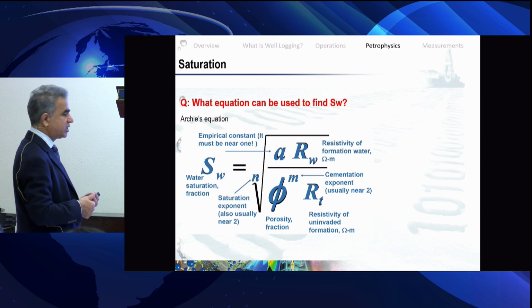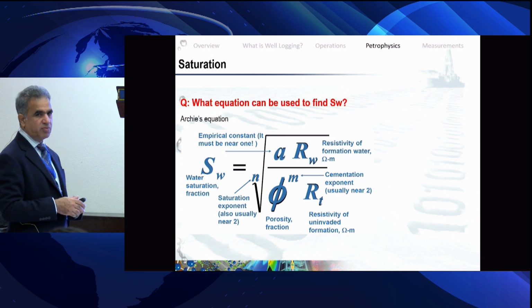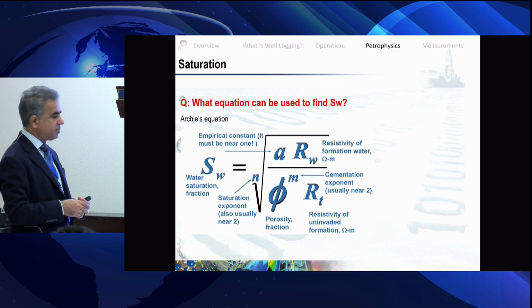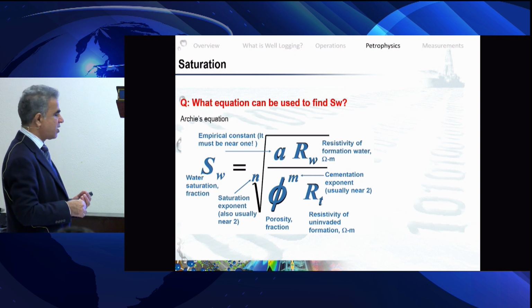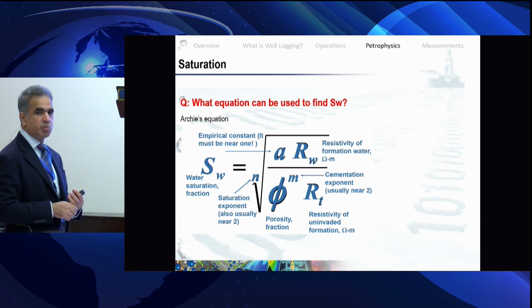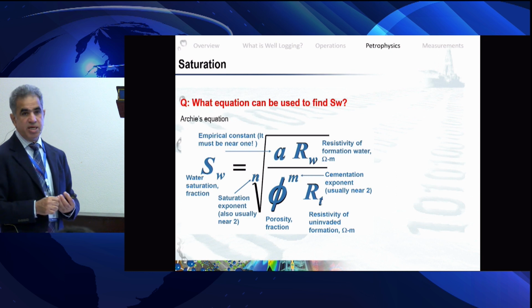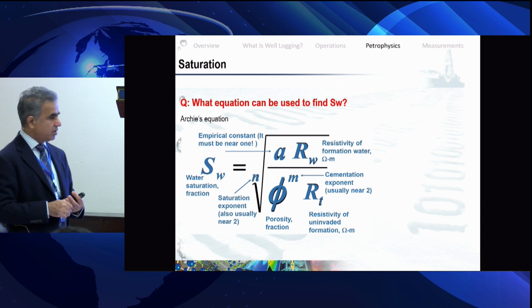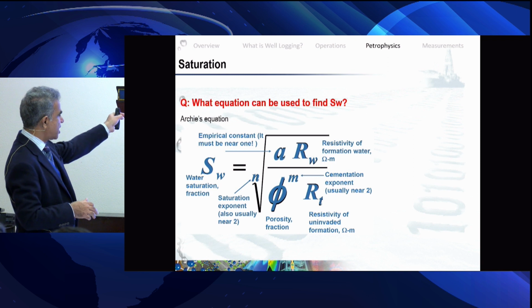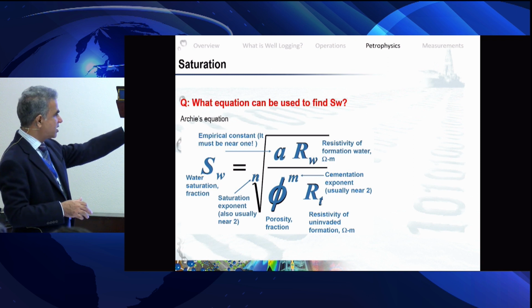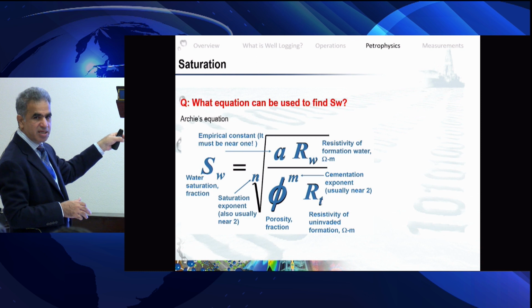If we don't have any raw data, mostly from core information, then we assume A is equal to 1. The other one is M, the cementation exponent, which we normally consider to be 2. It can vary, but we assume that if we don't have external information. And the saturation exponent, we also assume 2 if we don't have external information. This equation can be written in different forms. We can bring RT on this side and SW on the other side. We can bring RW on this side.